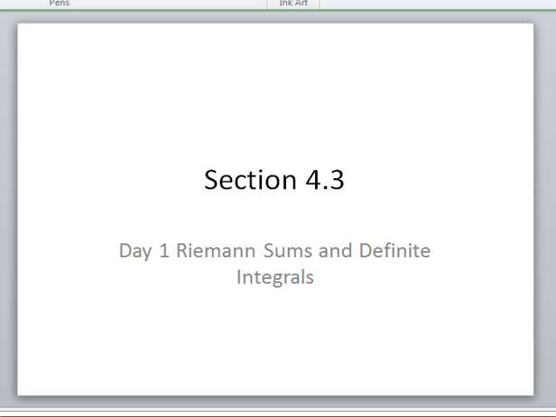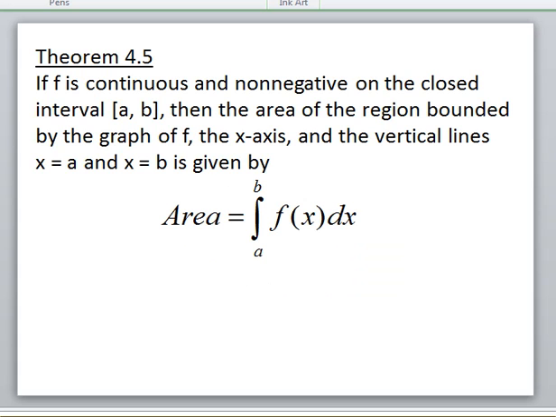Alright, today we're going to start definite integrals and Riemann sums. So the first thing I want to look at is the theorem. It says if f is continuous and non-negative on the closed interval a to b, then the area of the region bounded by the graph of f, the x-axis, and the vertical lines x equals a and x equals b is given by this.